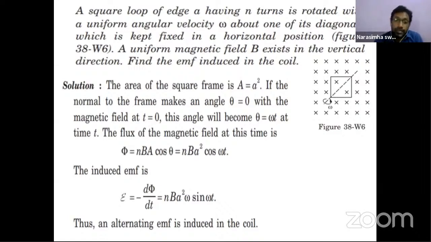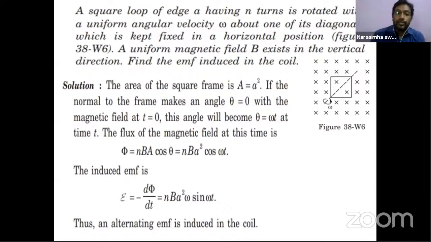The problem is given: the loop is rotating with a uniform angular velocity omega about its diagonal axis. So it is continuously rotating with a constant, uniform angular velocity. Now we need to calculate the induced EMF at a particular time.